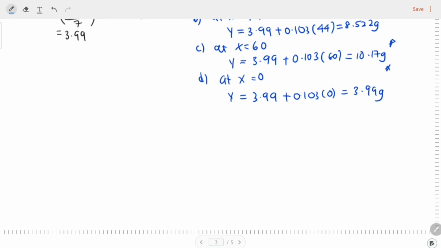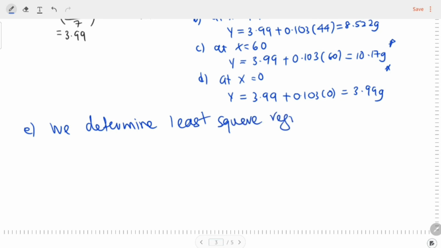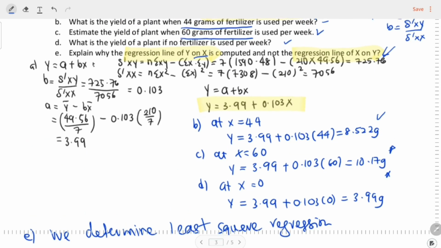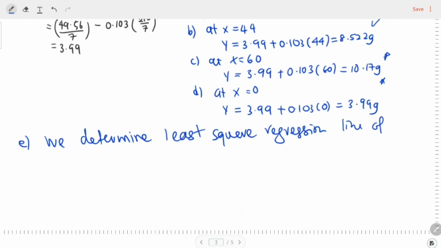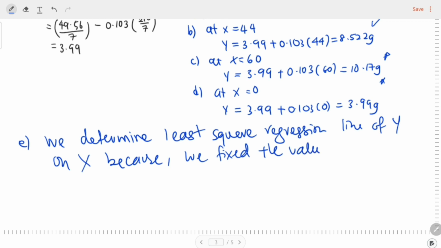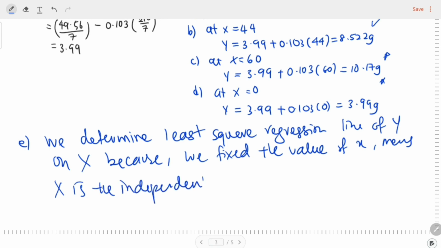So question E. We determine the least square regression line of y on x, because we fix the values of x, which means x is the independent variable and y is the dependent variable.